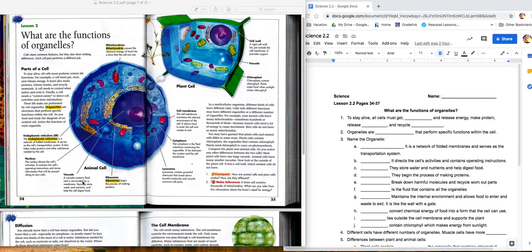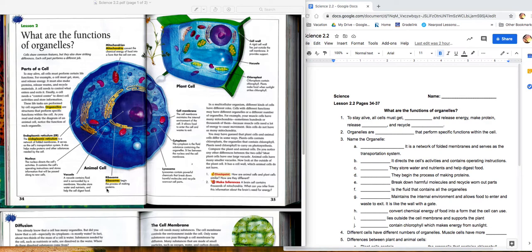Okay. A vacuole contains fluid and is surrounded by a membrane. Vacuoles store water and nutrients and help the cell digest food. So we have storage centers. In animals, there's a lot of them, but they're small, okay? We're going to talk about the difference in plants over here, which has one huge one.